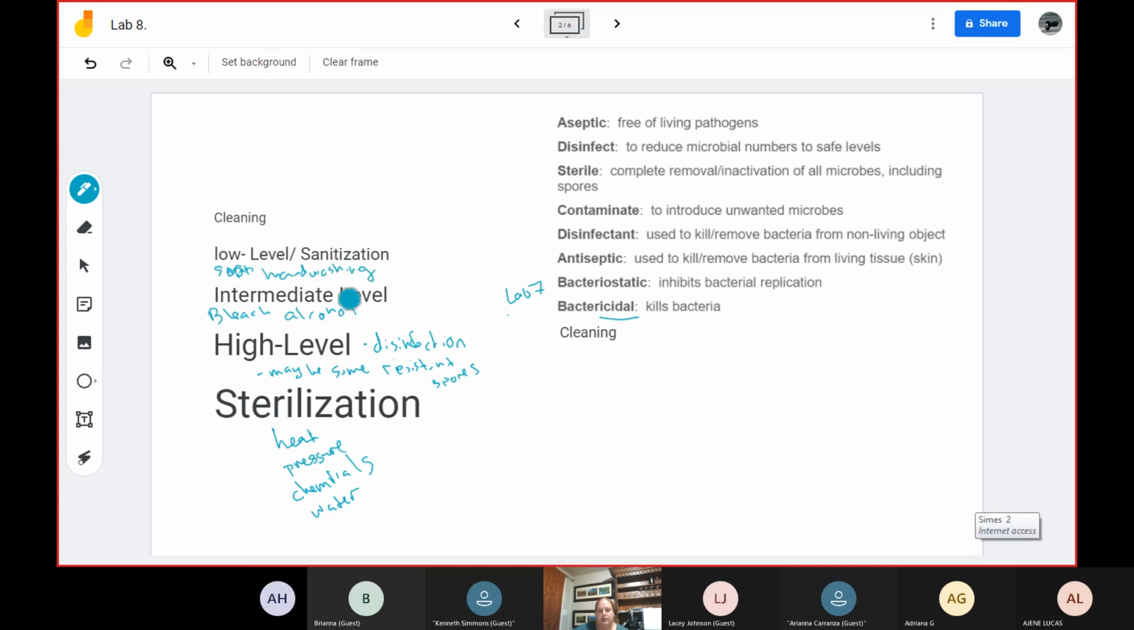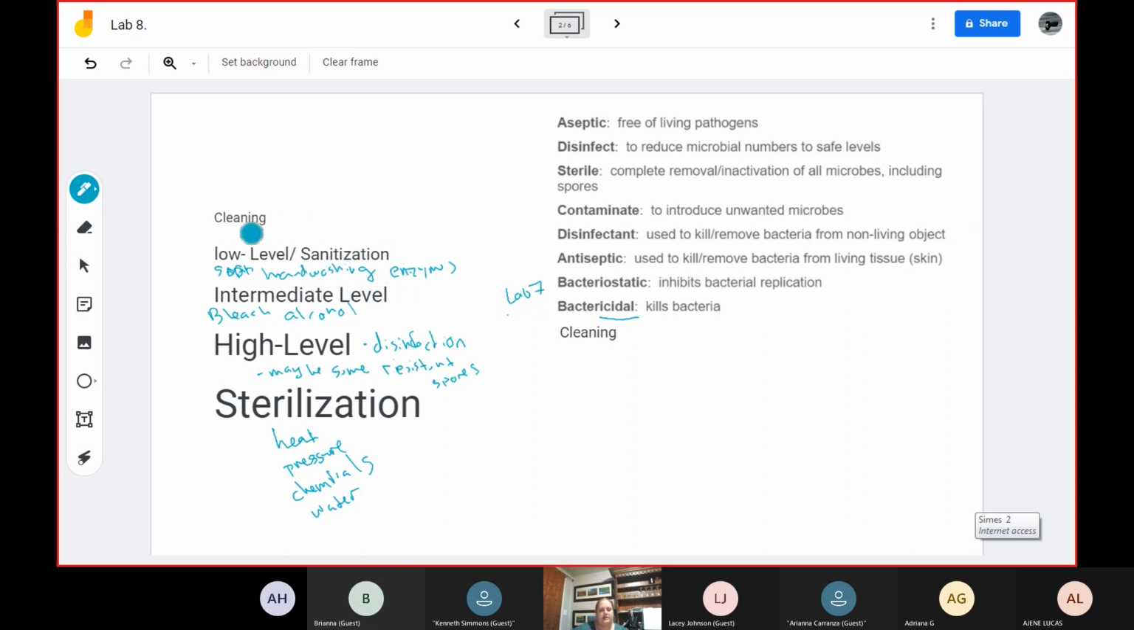Or cleaning in a washing machine, and using enzymes to break down fats and lipids. That's what your detergent in your washing machine does. So that would be considered like a low-level sanitization.